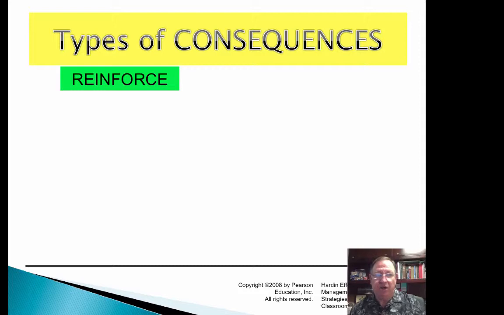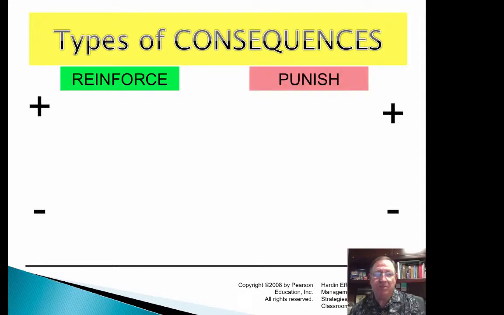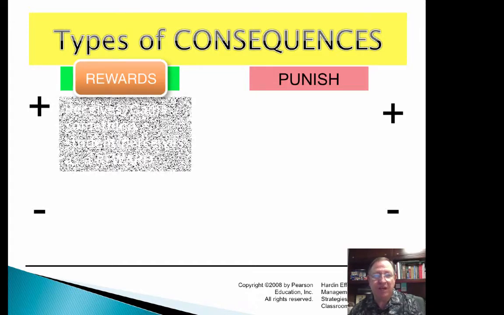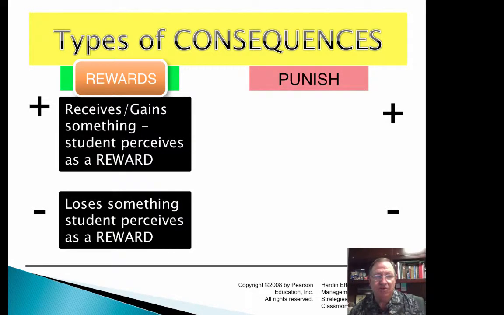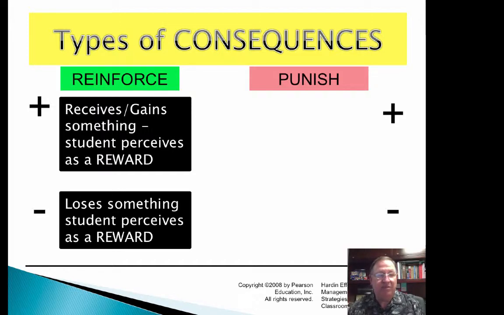Okay, here's that chart. That pretty well explains it a little bit better. So you've got reinforcements, which is rewards, and punishments on the other side. And notice the plus and minus on both sides. So if they gain something, they perceive it as a reward, something they want. If they lose something that they don't have to do, something they don't want to do, if they lose that, then they perceive it as a reward.